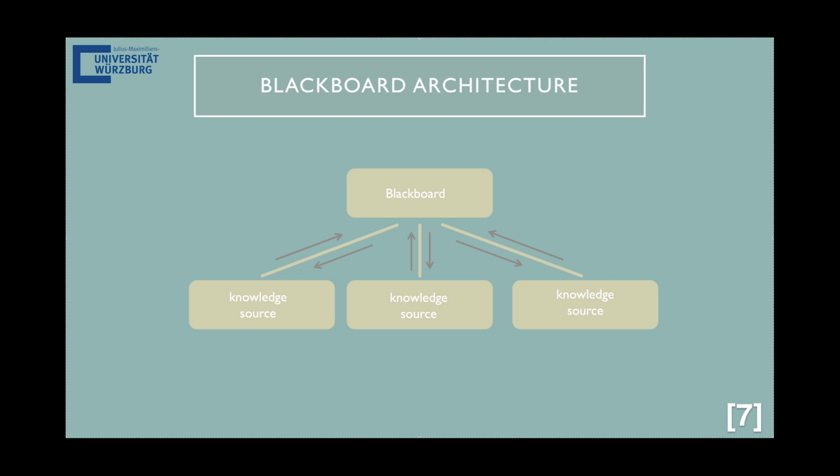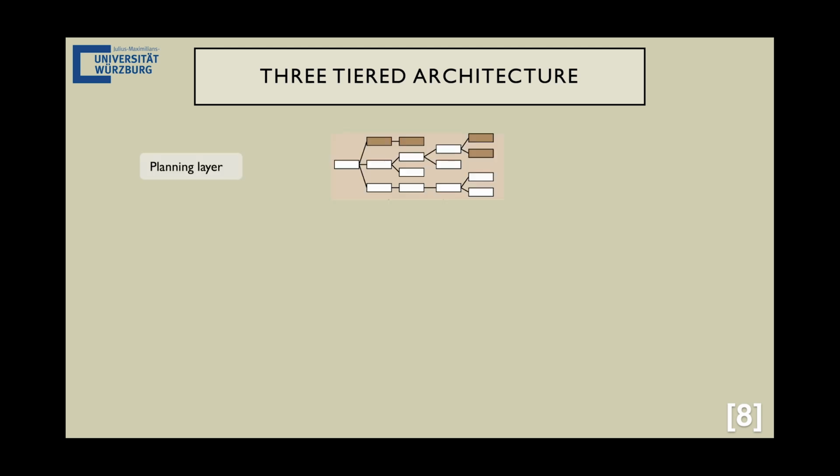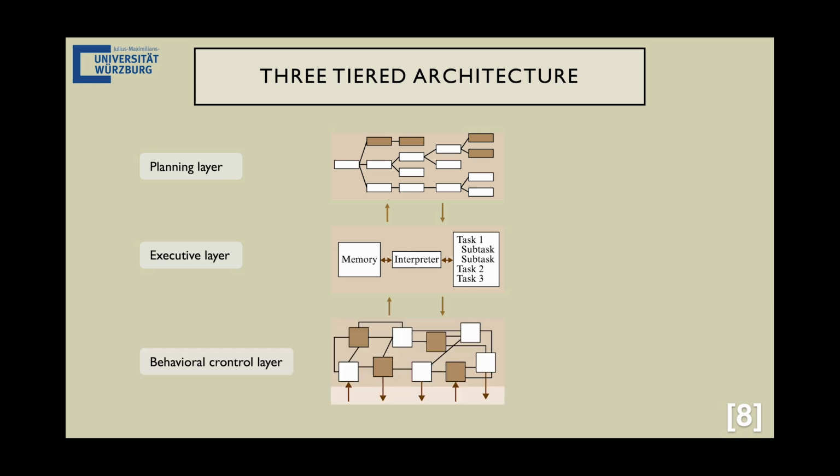The Blackboard architecture is then also the transition to a type of architecture known as layered robot control architecture. In this concept, as the name suggests, the processing between sensors and motor control is divided into different layers. The basic form of this approach is the three-tiered architecture. It consists of three levels: planning, executive, and behavioral control.